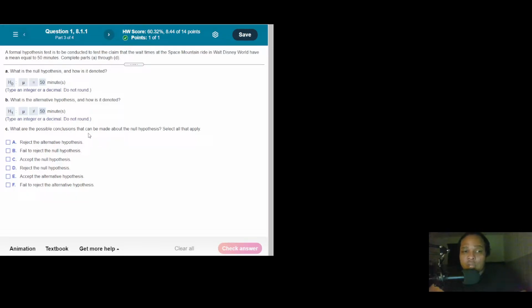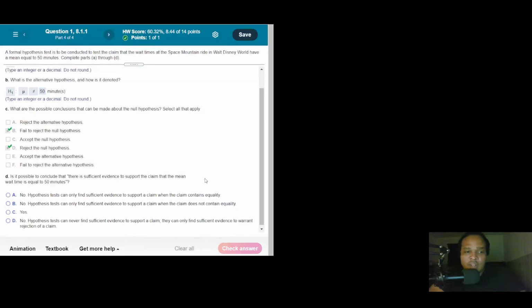What are the possible conclusions? You're either going to reject the null, or you're going to fail to reject the null. It's very important that you say reject the null hypothesis or fail to reject the null hypothesis. You notice they're putting emphasis on the null hypothesis portion. So far so good.